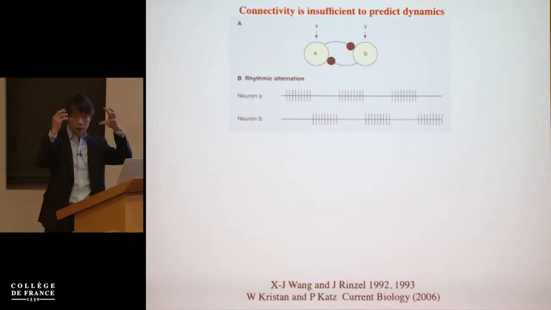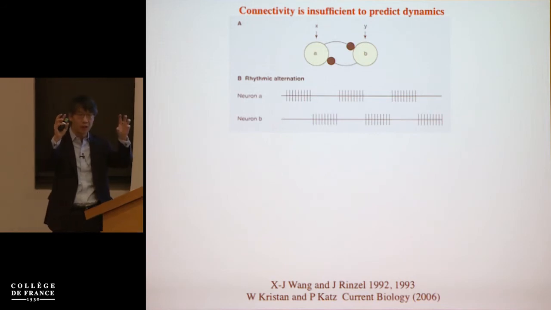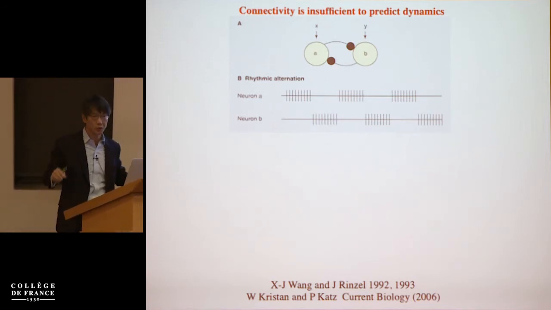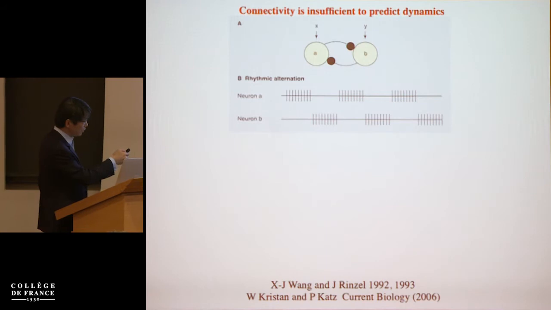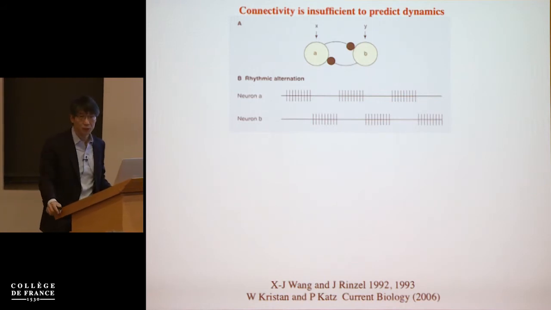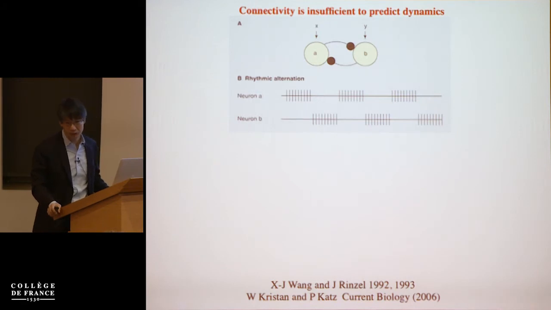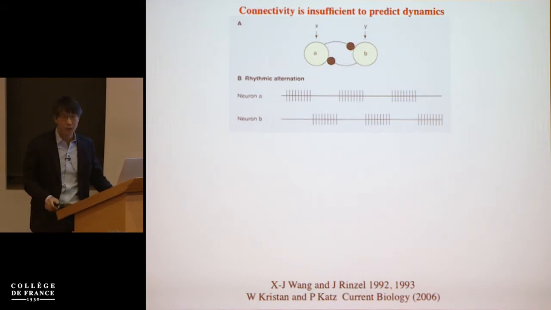This is a simple neural network with two neurons that are exactly the same and that talk to each other through inhibition, right? So you can say, this is the connectomics of the system. Can you predict the behavior from this connectomics, right?